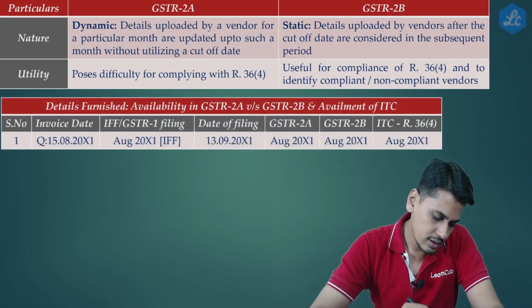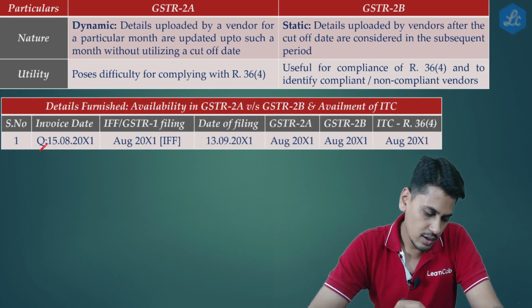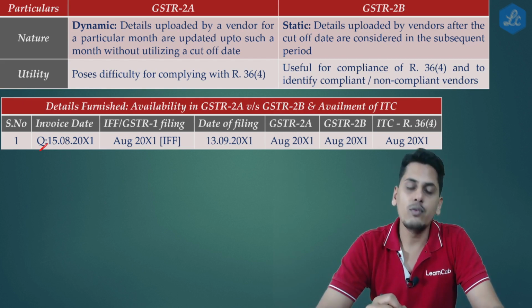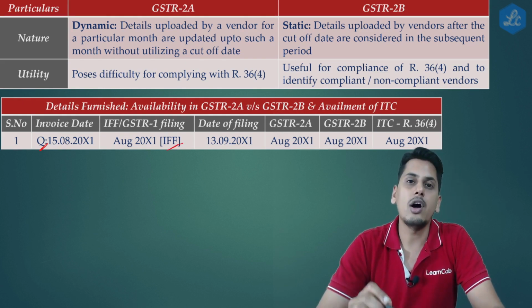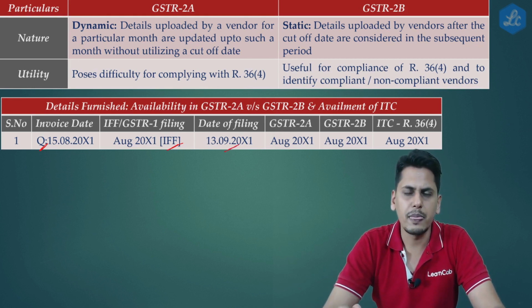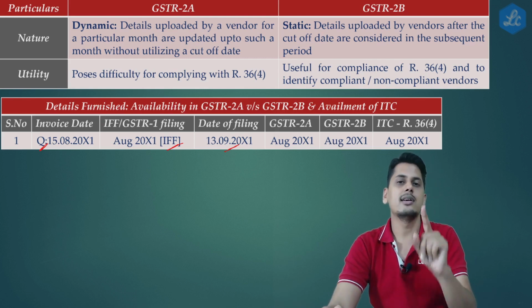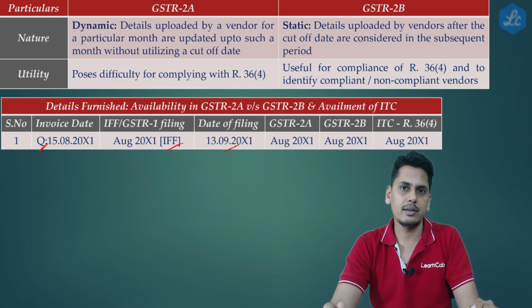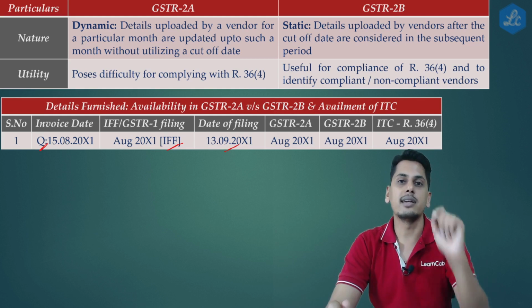Now friends, Q means the supplier has opted for quarterly returns. So invoice date 15th of August. This particular invoice is included in the invoice furnishing facility of the August month. He has filed it by 13th of September. Friends, the same three questions. In which month GSTR 2A is this going to reflect? In which month GSTR 2B is it going to reflect? And input tax credit can be taken in which month's return?